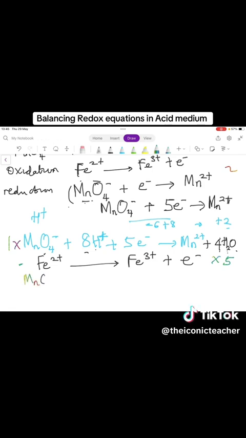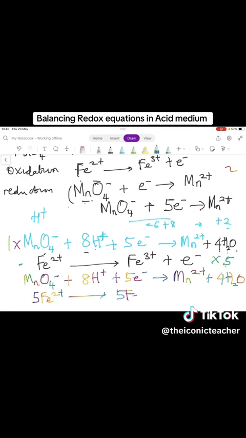We have MnO4 minus plus 8 hydrogen ions plus 5 electrons giving Mn2+. Then multiply the oxidation reaction by 5, so we have 5 here also. Then the next thing is to add the reactions together. When we add the reactions together, the electrons will cancel out.